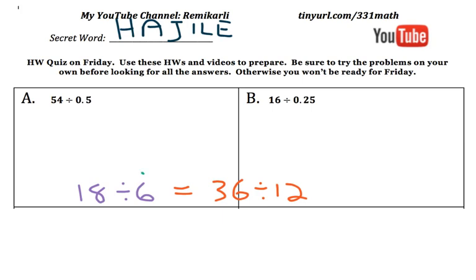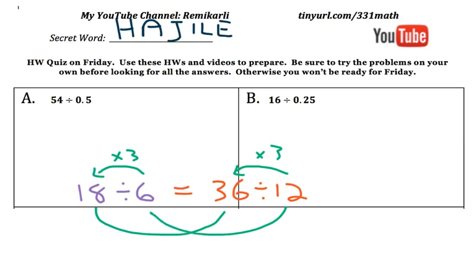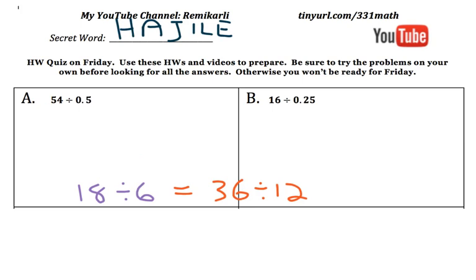One reason was these are ratios and they have the same constant of proportionality of times 3. We also see that they're halves of each other. Half of 36 is 18, half of 12 is 6. So all of these things seem to matter, but the easiest and strongest way to think about it is as ratios. 18 to 6 is equivalent to 36 to 12.